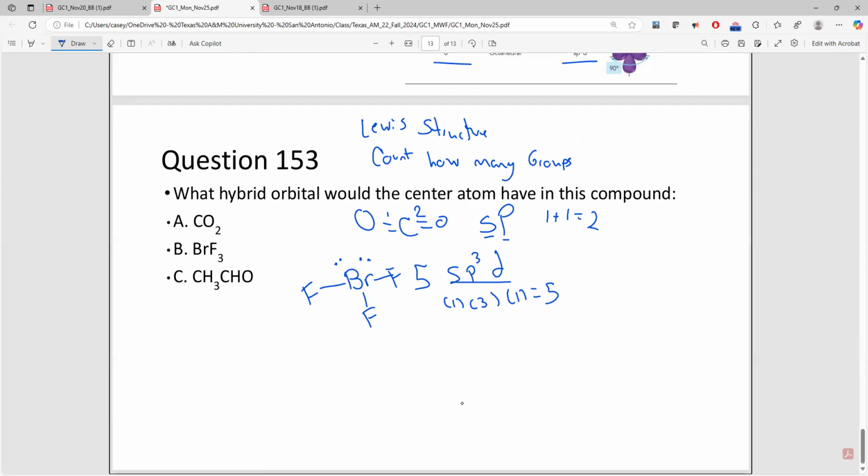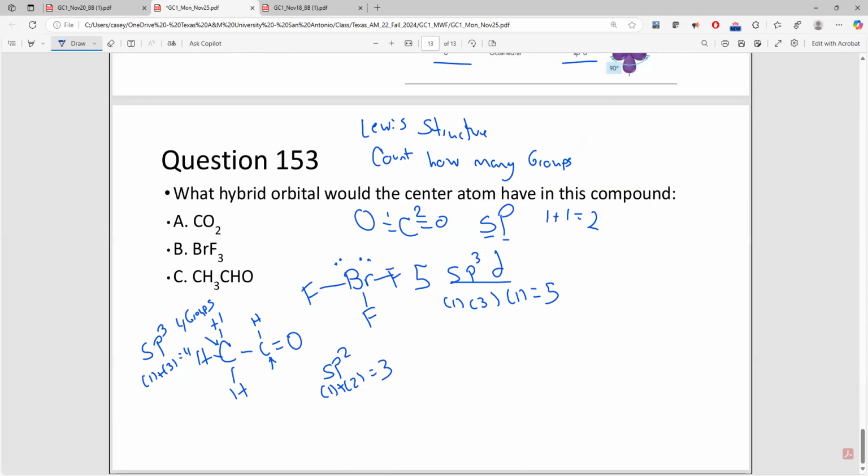Now we have CH3CHO. And I'm going to do this for each carbon. All right. So carbon on the left has 4 groups. So this would be sp3. The s is 1, the p is 3. 1 plus 3 is 4. Carbon here, I have 3 groups. That would be sp2. s is 1, p is 2, 1 plus 2 is 3.